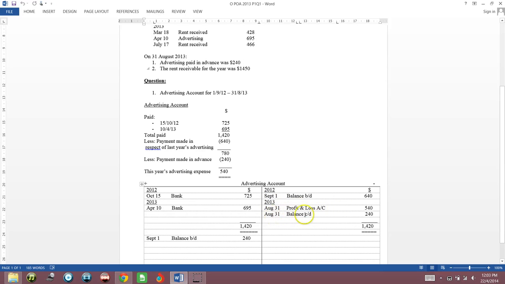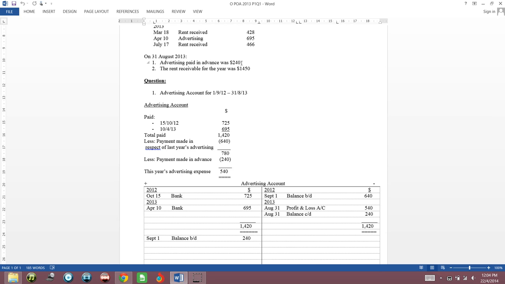Then here, 2013, 31st August, we put balance carried down. You see, balance carried down is a minus. Over here, when we do this working, payment made in advance is also a minus, so we put 240 over here. The other way to think of it is we must always think of the balance brought down. The balance brought down is on the correct side. So here on 31st August 2013, advertising paid in advance was 240.